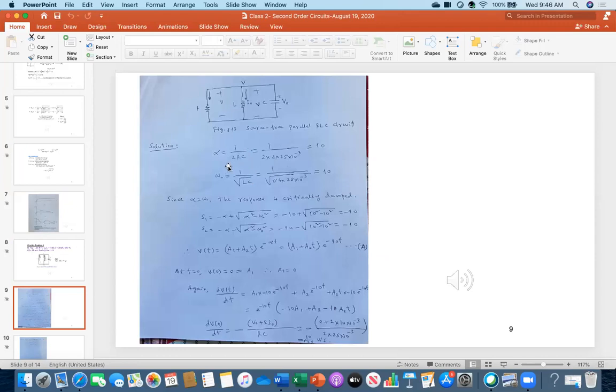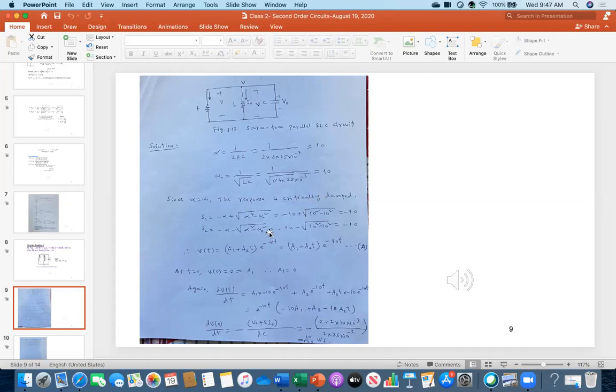What I have done: first I have calculated alpha. What is alpha? 1 over 2RC. Based on the parameters, I got the value 10. I got omega naught, that is also 10. So what are you getting? Alpha equal to omega naught. Because alpha is equal to omega naught, this means this is the critically damped case. Since alpha equals omega naught, the response is critically damped.